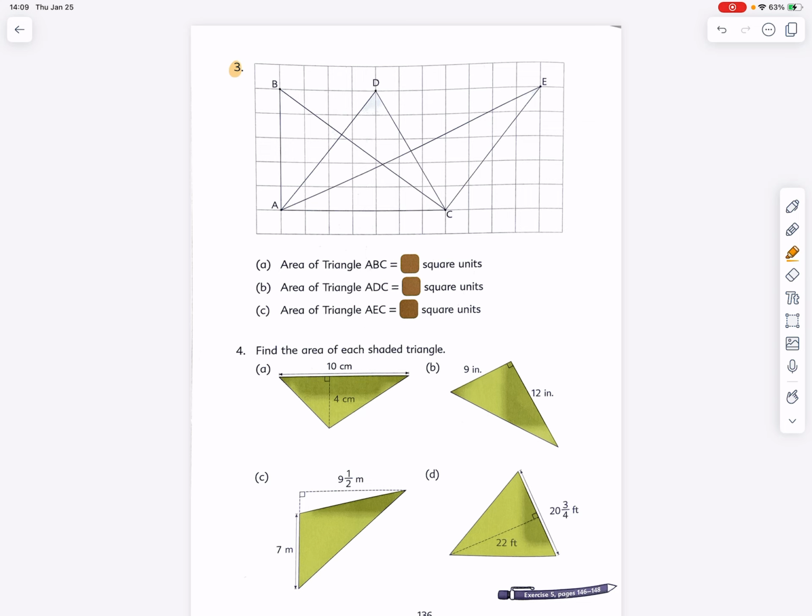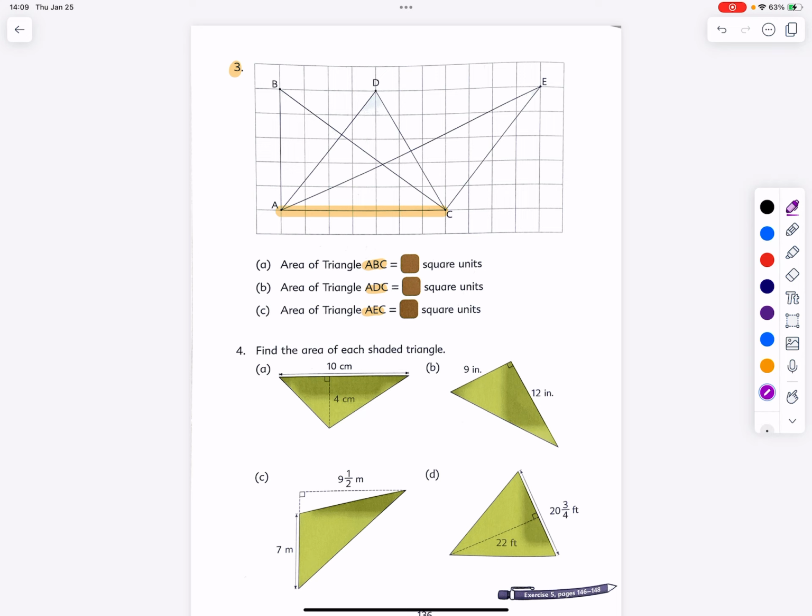We have the area of triangle ABC, the area of triangle ADC, and triangle AEC, and all the questions are asking us to find these three triangles' areas. Step 1: always identify the base. Let's consider triangle ABC first. The base is AC. Let's find the length.